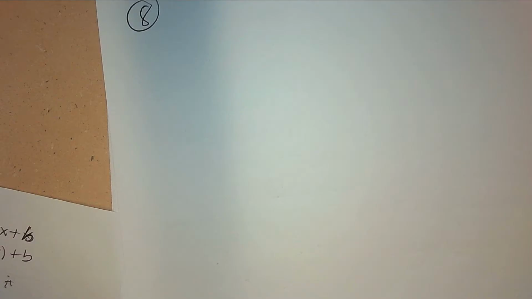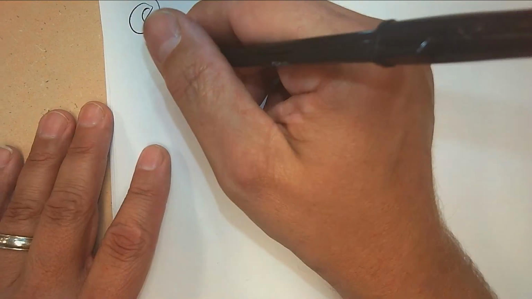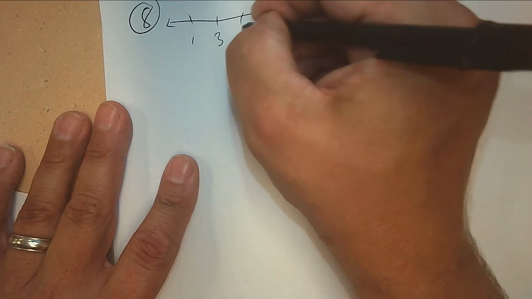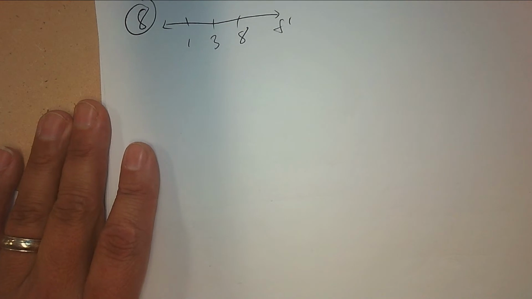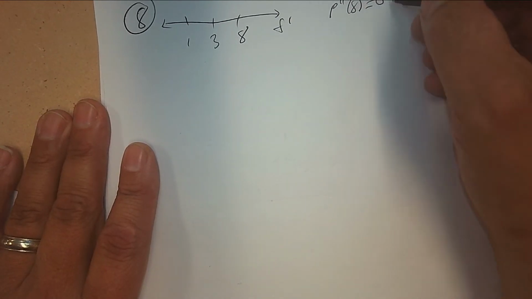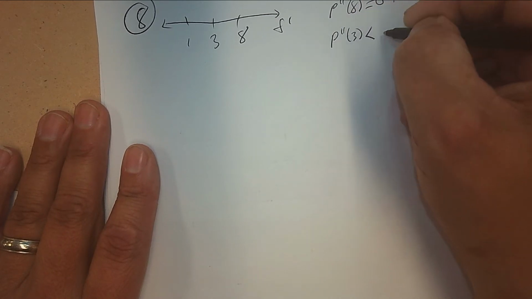All right, that's number 7. Number 8. In number 8 it says a function is differentiable and it has critical numbers at 1, 3, and 8. So there it is, 1, 3, and 8. It says the second derivative at 8 equals 0, which means it could be a point of inflection there. The second derivative at 3 is less than 0.